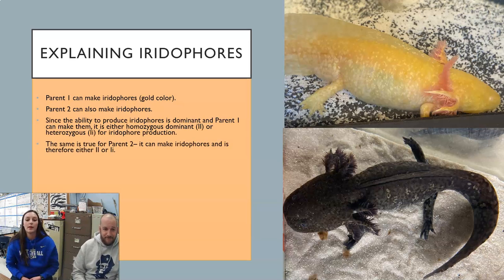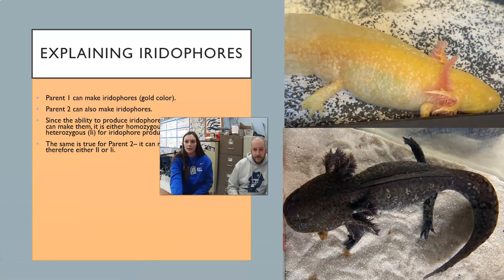Since the ability to produce iridophores is dominant and parent 1 can make iridophores, right? So they have that gold color. They're either homozygous dominant or heterozygous and showing that dominant phenotype, right? And the same is true for parent number 2. It can make iridophores, and therefore it's either homozygous dominant or heterozygous.